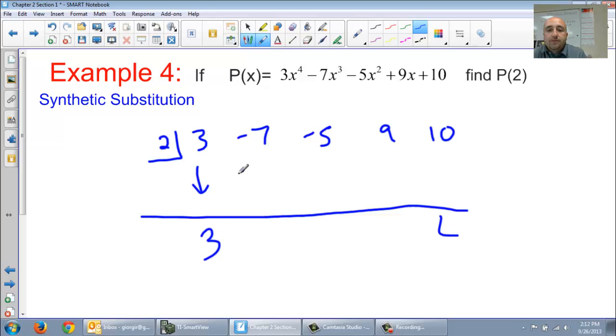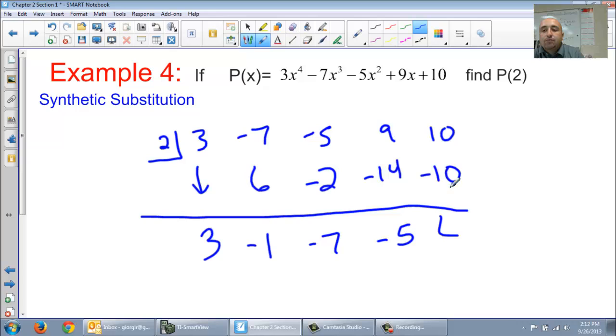Then you multiply. 2 times 3 is 6. Negative 7 plus 6 is negative 1. Negative 1 times 2 is negative 2. There was my mistake. Negative 5 plus negative 2 is negative 7. Negative 7 times 2 is negative 14. 9 plus negative 14 is negative 5. Negative 5 times 2 is negative 10. 10 plus negative 10 is 0.